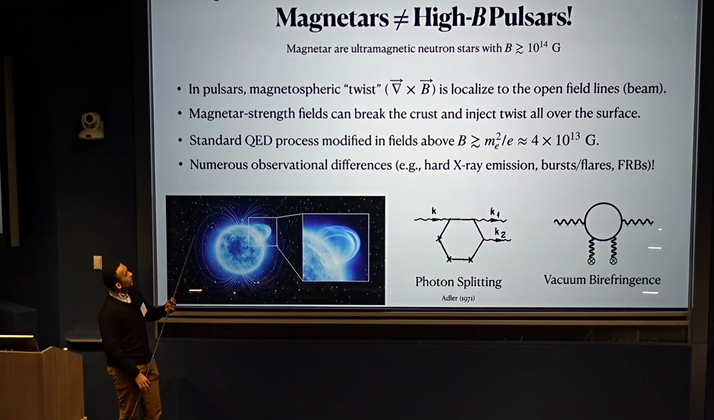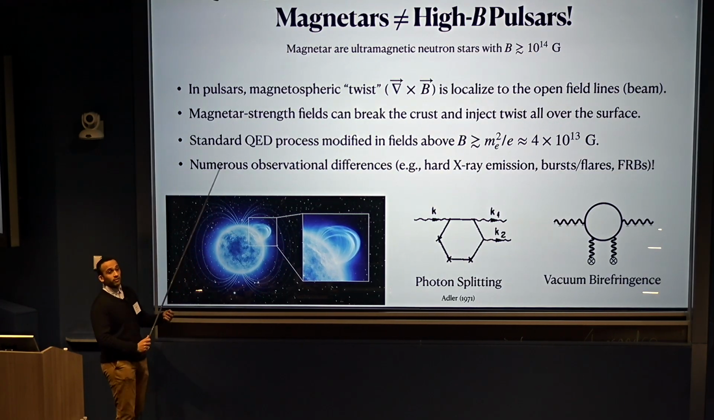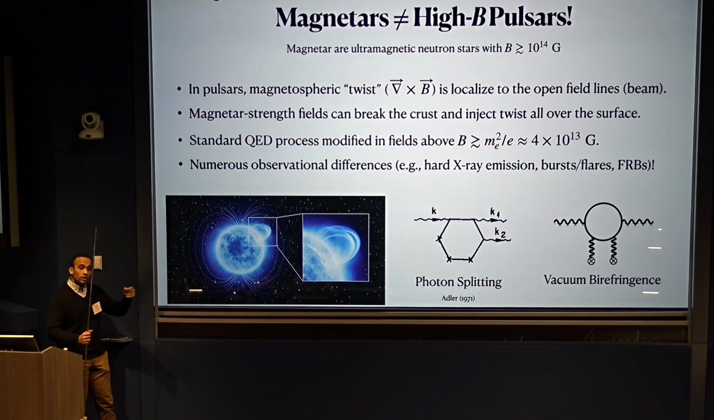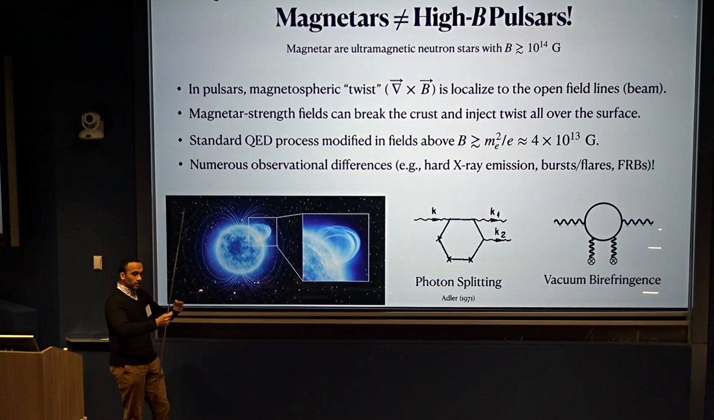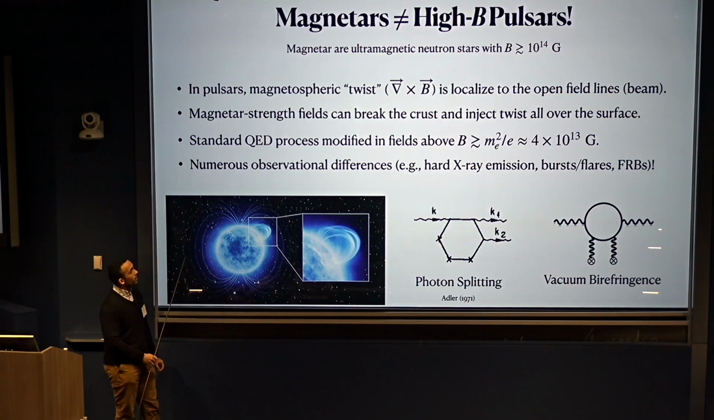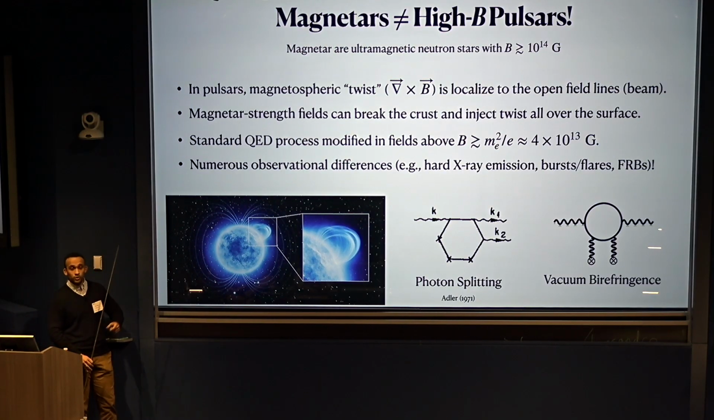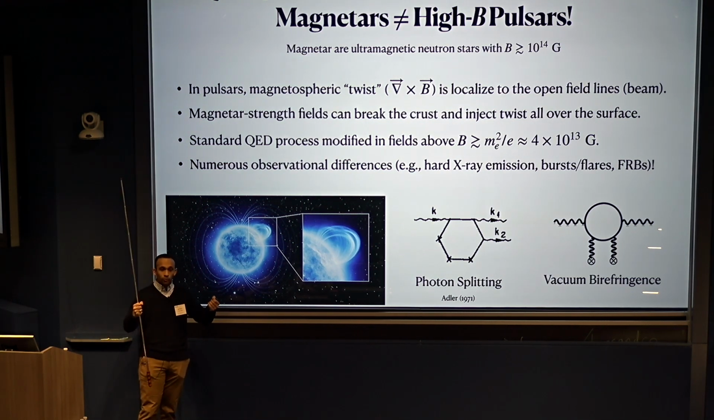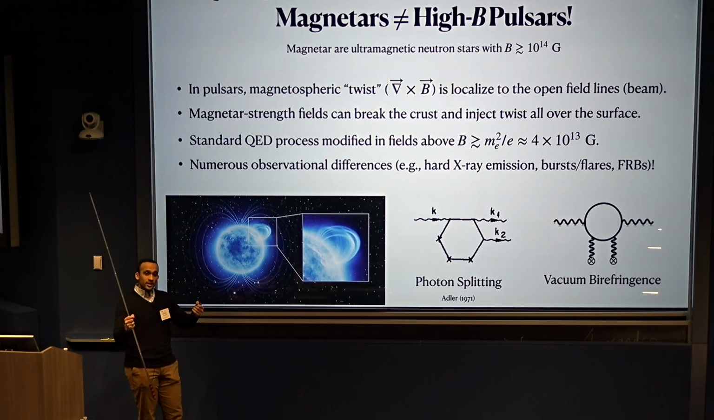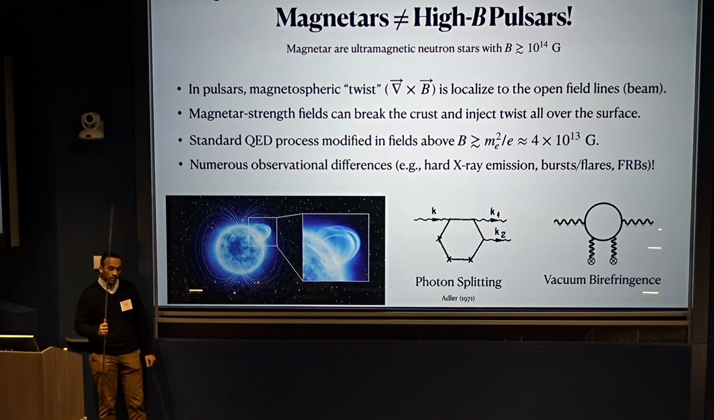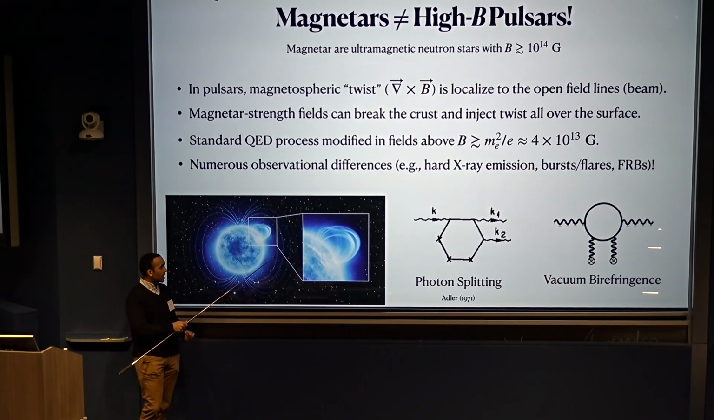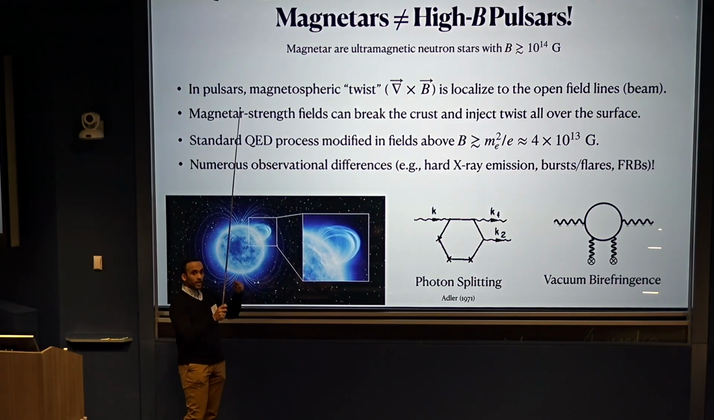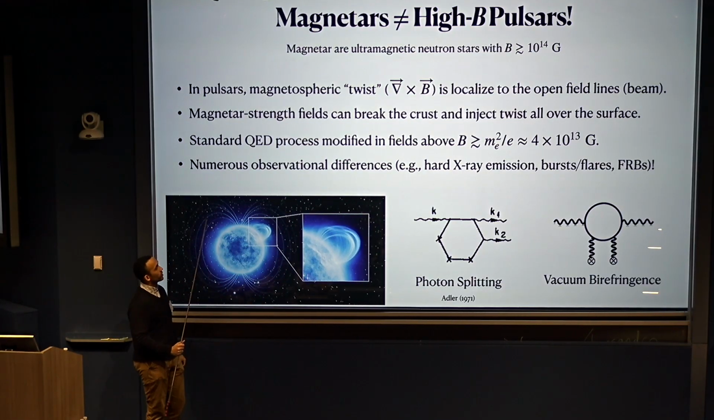In addition, we talked about magnetospheric twist in pulsars. This, we said, was localized to those open field lines, which are lagging behind the rotation of the neutron star. But at such strong magnetic fields, once you go to 10^14, 10^15 Gauss, we know that magnetic fields are like ropes that have tension. And if you increase the tension of that rope, it can actually break things. And this is exactly what's expected to happen: the magnetic field lines can actually break the crust of the neutron star and give rise to this magnetospheric twist all over the surface of the neutron star.